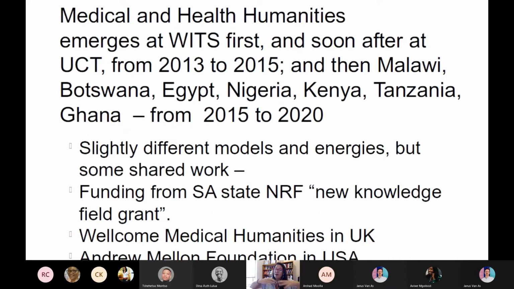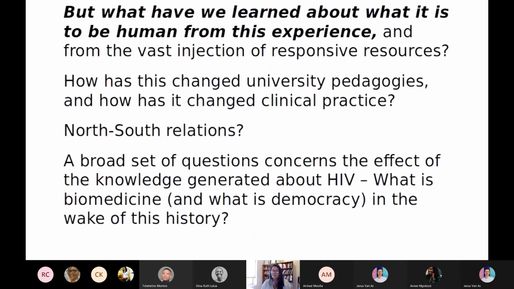And then we created a platform for conferences with our colleagues in Malawi, Botswana, Egypt, Nigeria, and then much more recently, Kenya, Tanzania, and Ghana. And between 2015 and 2020, the 2020 ones were all online, we developed a number of paradigms of shared discussion across the divides that were separating the humanities from the health sciences. Next slide, please. And we asked ourselves all the time, what have we learned about what it is to be human? What are the fundamental north and south relations? And what are the relations of power and knowledge across our faculties? Next, please.